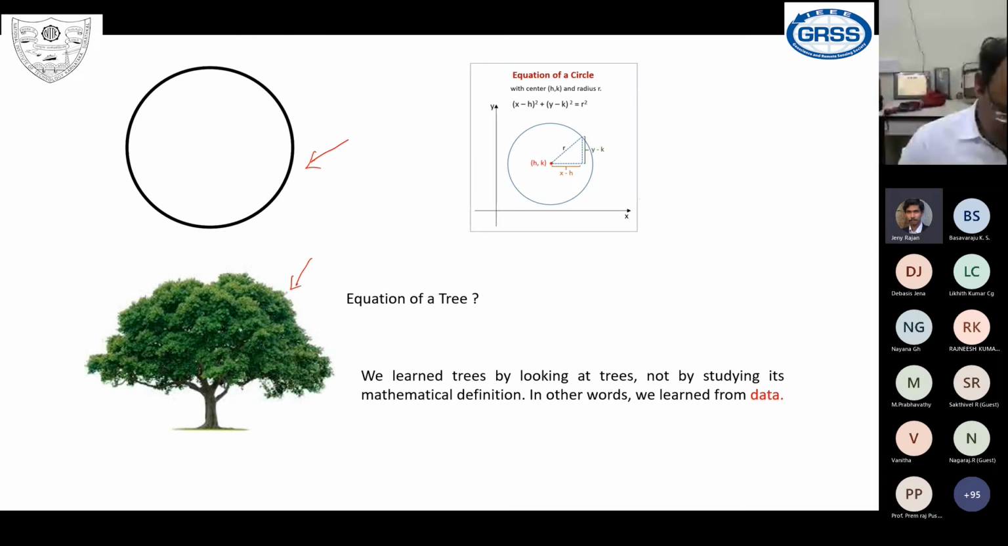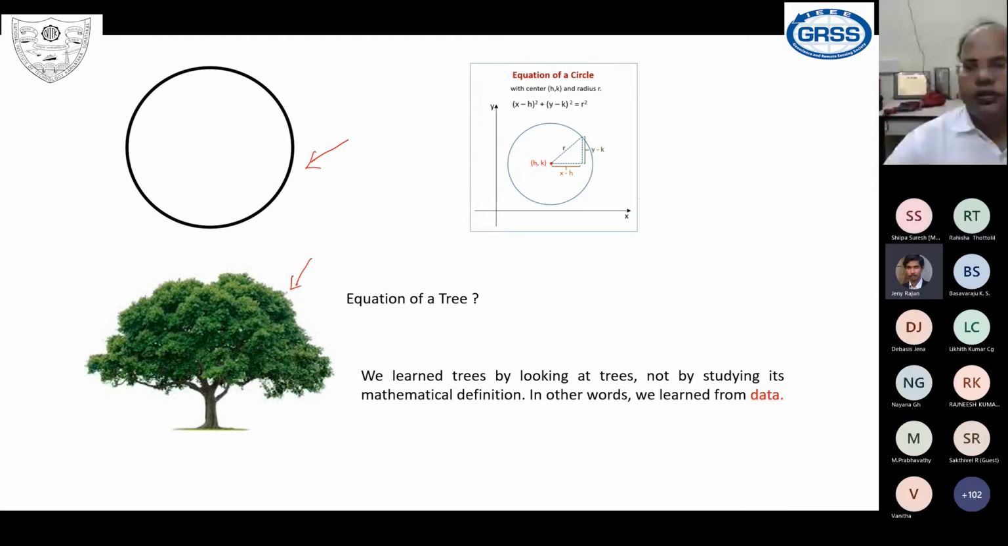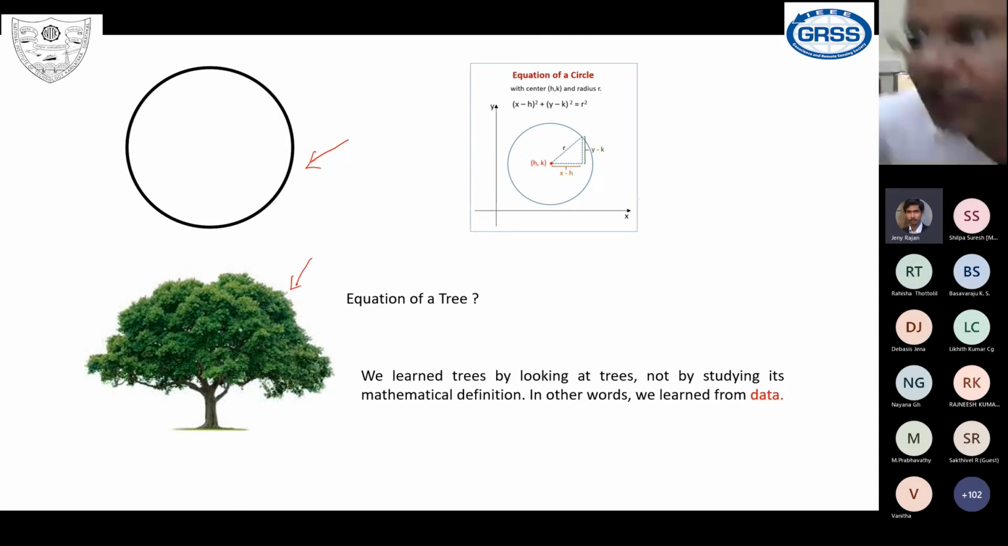You can unmute your mic and you can respond. Circle is easy. Why is that? Why is detecting a circle easier than detecting the tree? It has a definite shape, and we can give all the characteristics of a circle by providing some information. Okay, so we can define the equation. Yes, you can describe a circle mathematically, right? We know the equation of a circle, so you can use that knowledge to identify the circle, right?